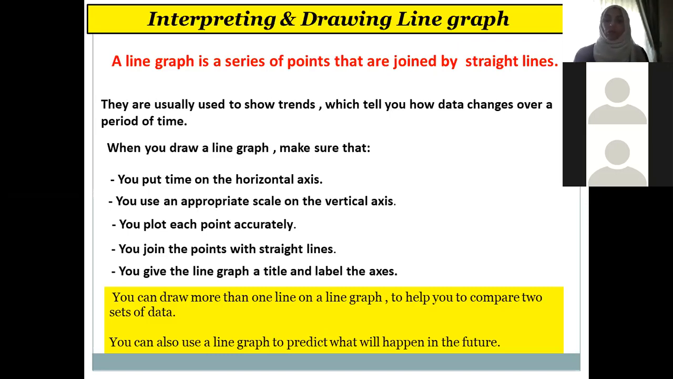You can also use the line graph to predict what will happen in the future. This is in case a line graph is taking a certain trend. If it is increasing, that means you can follow the same trend by increasing. It could be a decreasing line, so you can follow the same trend. But if it was fluctuating, increasing or decreasing, in this case you can't use it to predict what will happen in the future. Okay.